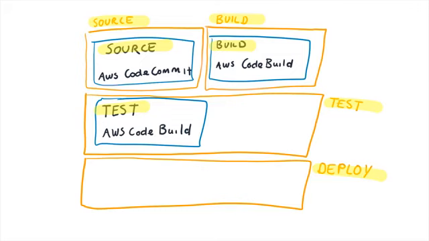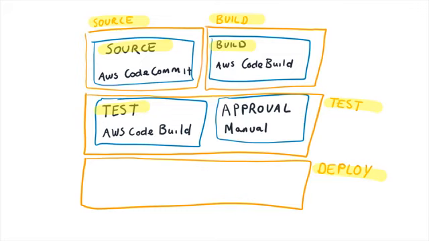Sounds like we are ready to deploy. But are we really ready to deploy? Do you want a manual approval? For example, some manual quality assurance testing. For this, we can add an approval action. We configure this with an SNS topic to notify our approvers to view the action in the console.